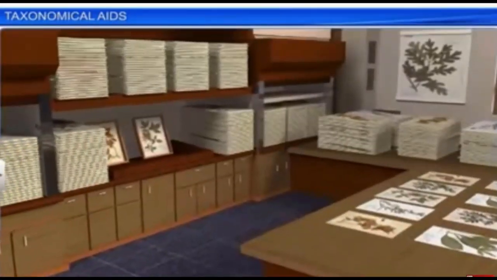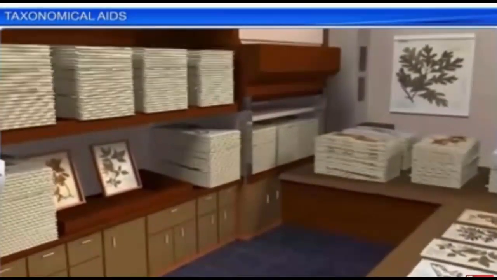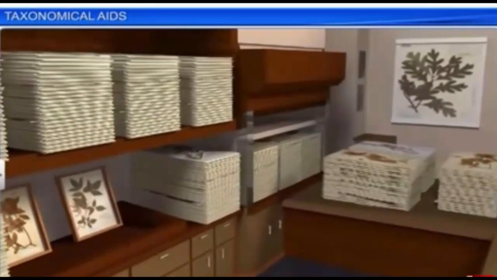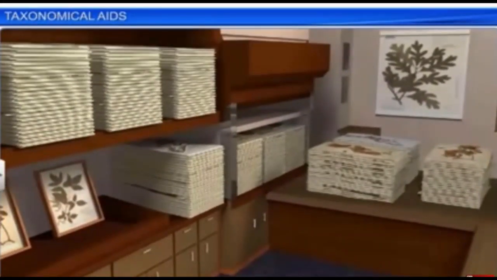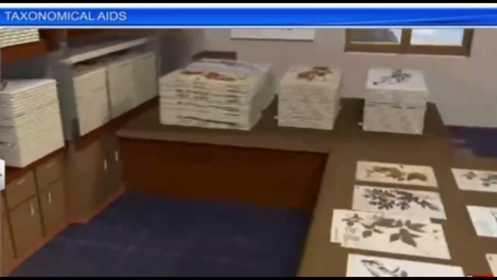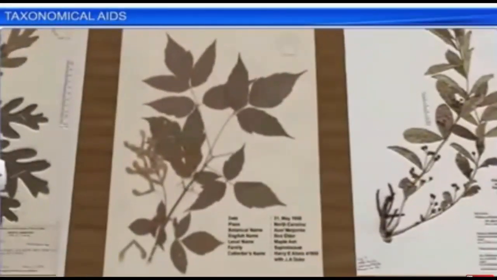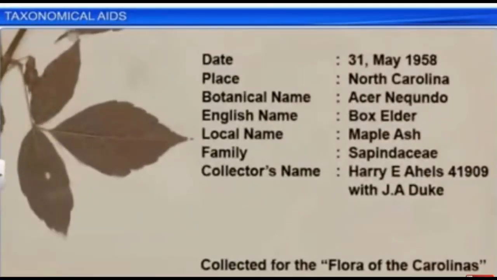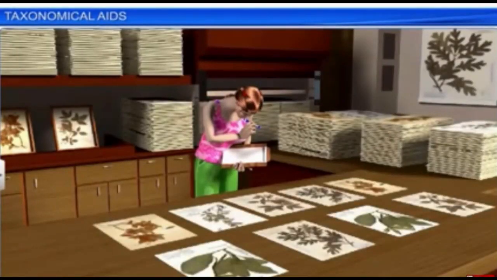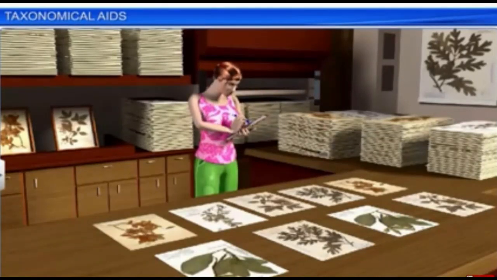A herbarium is a storehouse where a collection of dried plant specimens are mounted on sheets, labeled, and systematically arranged based on the universally accepted system of classification for use in scientific study. Detailed local and botanical names, the family of the specimens, and the collector's name are also recorded. These herbarium specimens are often used as reference material in taxonomic studies.